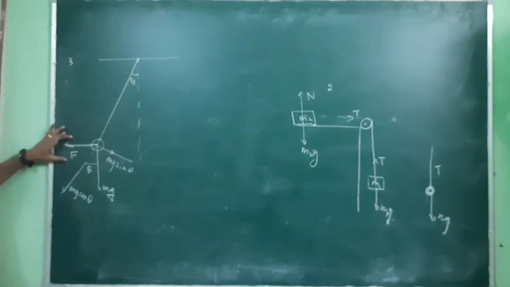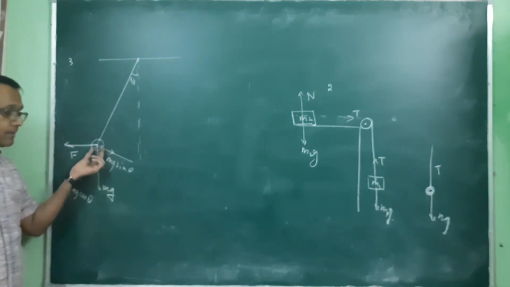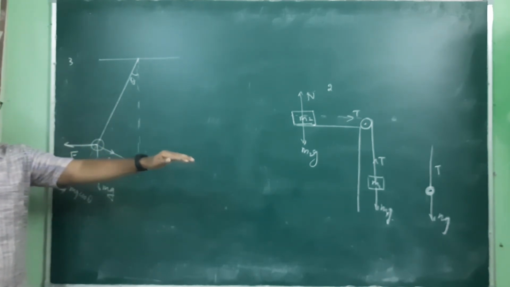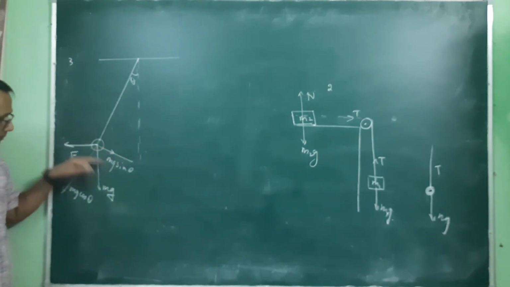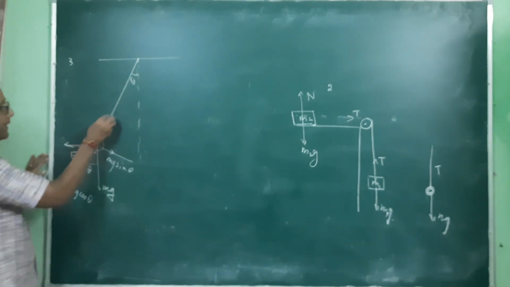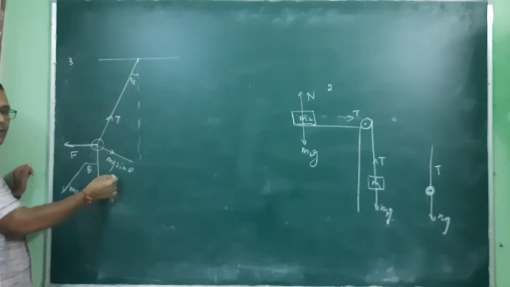When we release this, because of this mg sin theta, this bob starts moving. Because of this, this is balanced by the tension on that string. The tension on the string will be T is equal to mg cos theta. But the motion that happens is because of this mg sin theta.